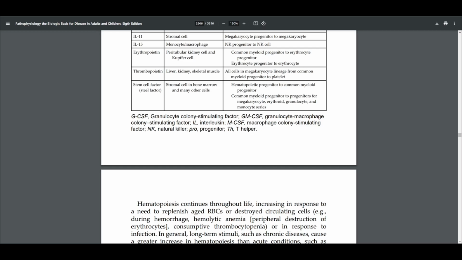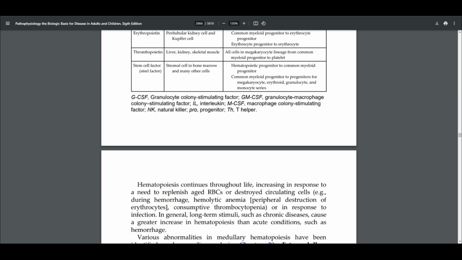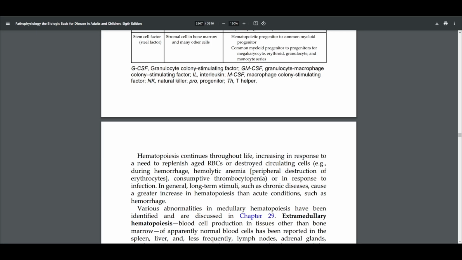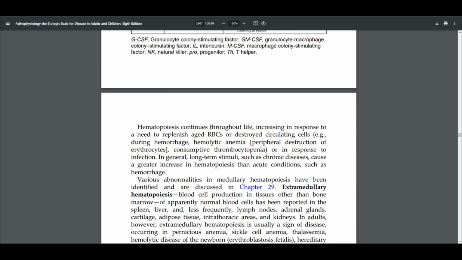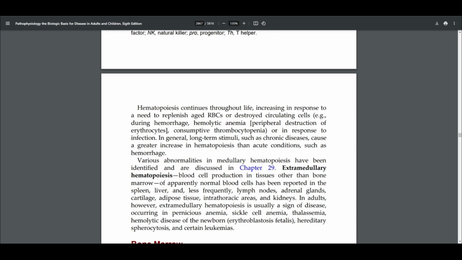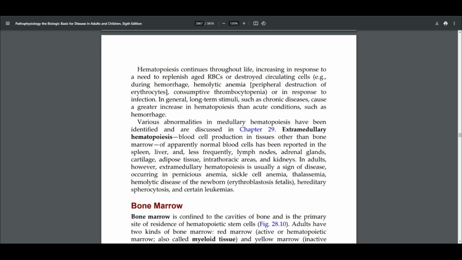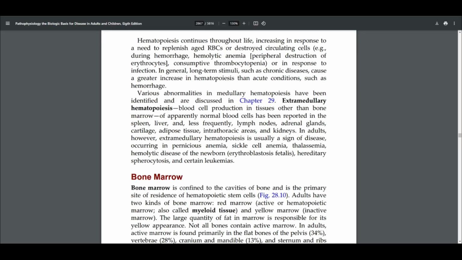Hematopoiesis continues throughout life, increasing in response to a need to replenish aged red blood cells or destroy circulating cells, or in response to infection. In general, long-term stimuli such as chronic diseases cause a greater increase in hematopoiesis than any kind of acute conditions, such as a hemorrhage. Various abnormalities in medullary hematopoiesis have been identified and are discussed in Chapter 29.